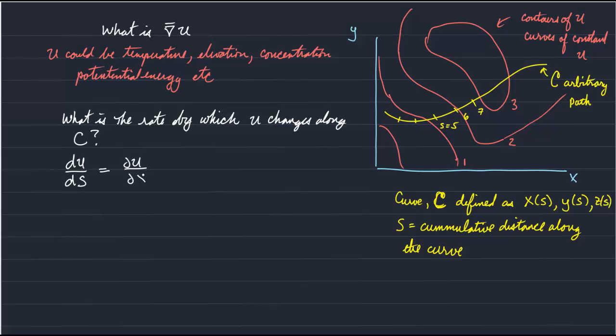So the rate change in u with respect to x times how quickly x changes as we move along per meter of increment along the curve, plus the partial of u with respect to y times the rate change that you move in the y direction per meter of distance along the curve, and then the rate change in u with respect to z times the rate at which z changes with s, or the distance along the curve.